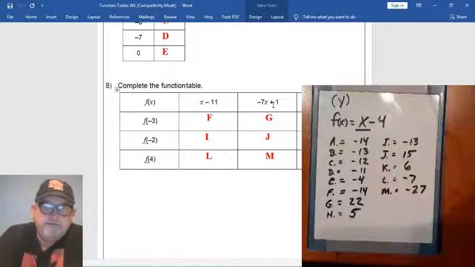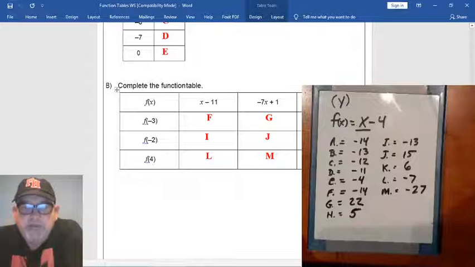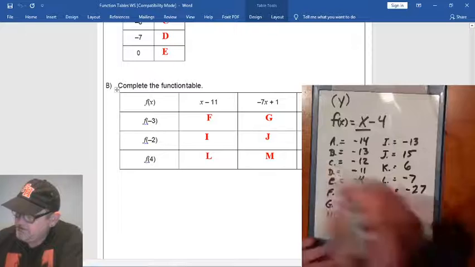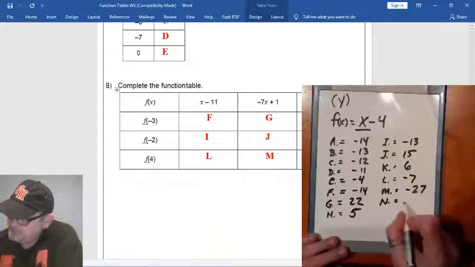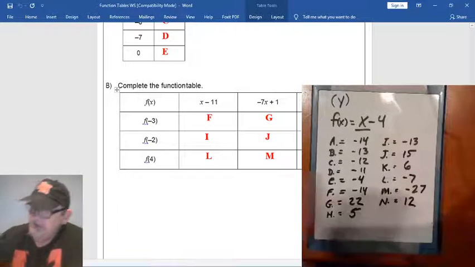All right. And then the last one, letter N, is x plus 8. If x is 4, so 4 plus 8 is simply positive 12. All right, there you go, guys.